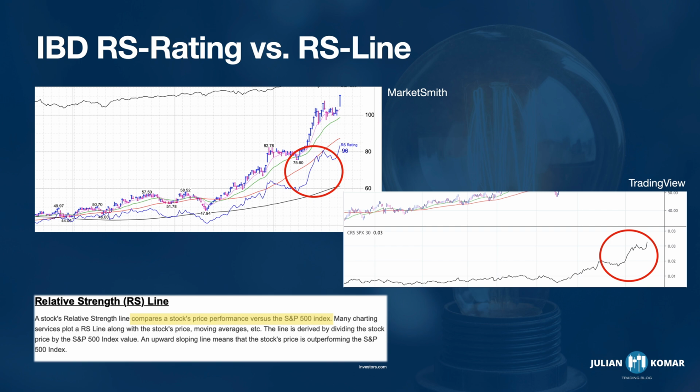So this is very important to understand, that the RS rating from IBD is something different than the RS line. And I use both. I use the RS rating to filter for stocks, and I use the RS line to see how strong the stock is. Is it stronger than the index or not? Okay, I hope that this will help you to understand the difference. And now let's look into your questions.